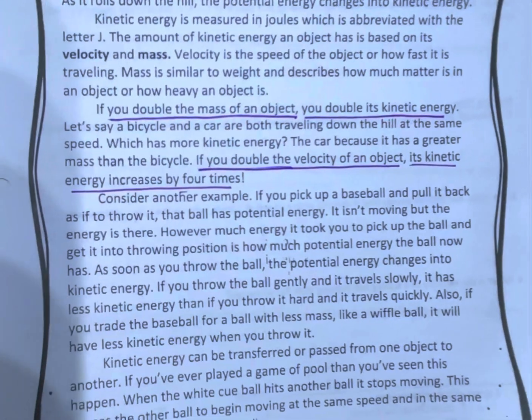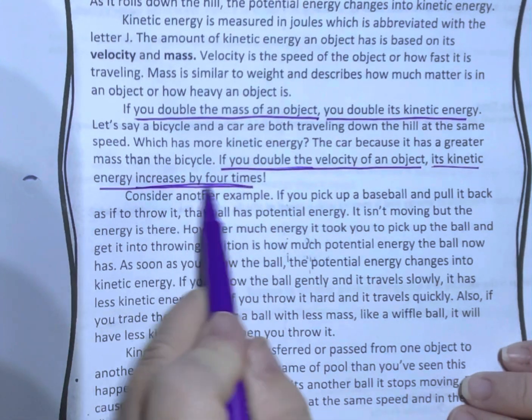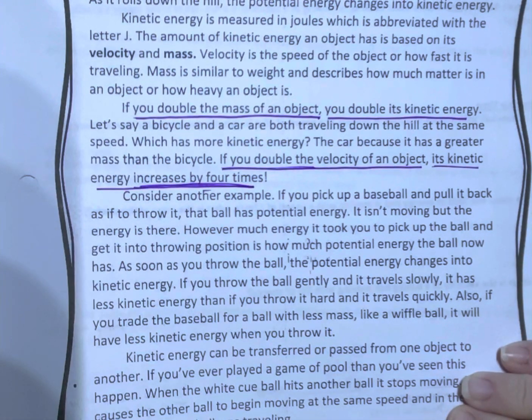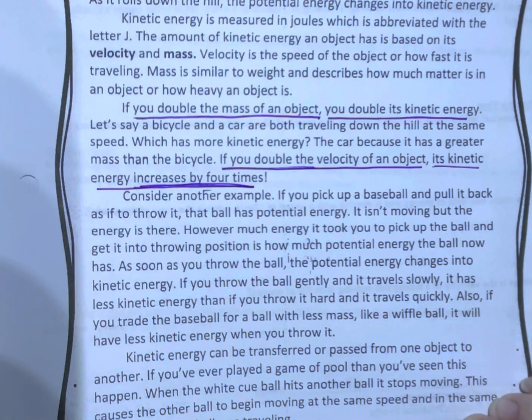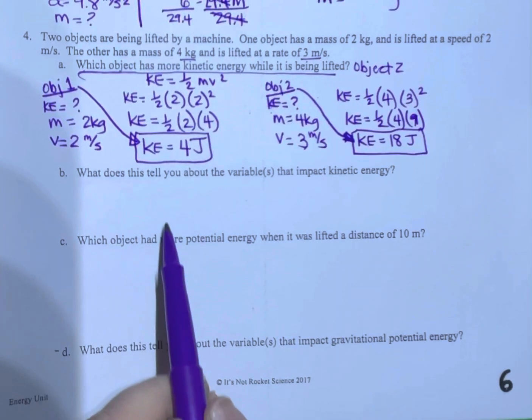If you double the velocity, look what happens to the kinetic energy. It increases about 4 times. It quadruples. So that's what you can write there. If you double the mass, you double the kinetic energy. If you double the velocity, you quadruple the kinetic energy. Okay? So that's what you need to write there for letter B. Right here. You need to write that in there.